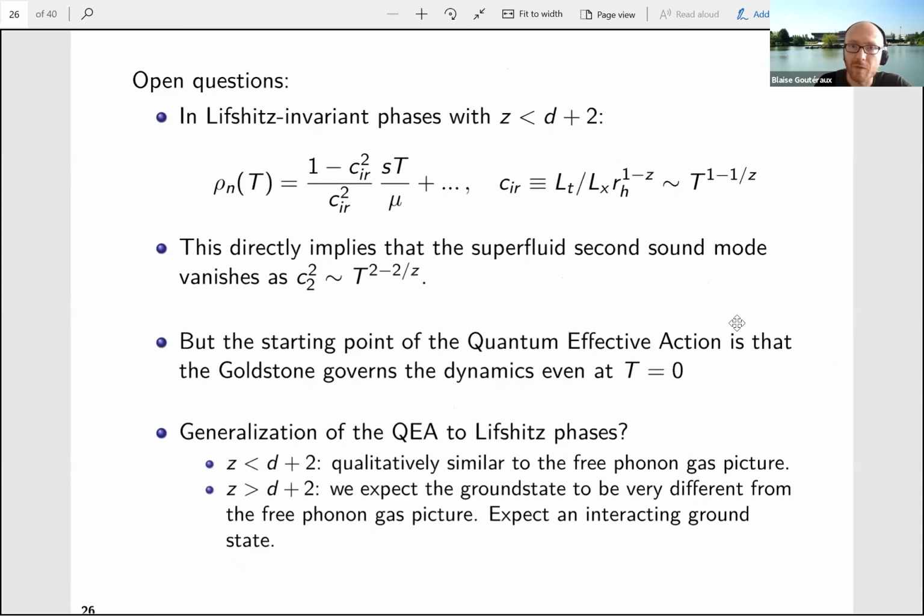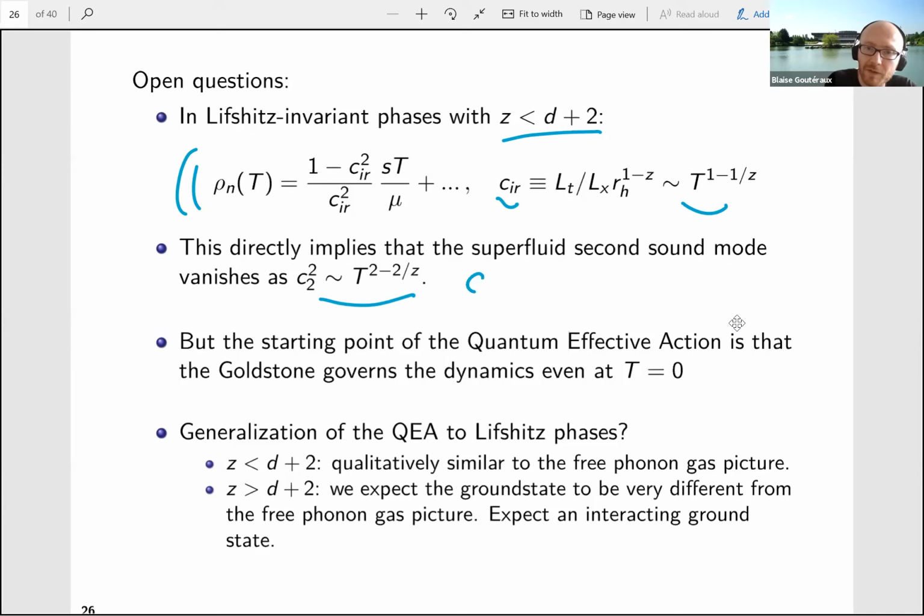Let me give you some open questions. Just to remind you, this is the result that we found for Lifshitz-invariant phases with z less than d plus 2. And as I mentioned in the previous slide, this C_IR has some temperature dependence. Now if you plug in this formula into the formula for superfluid second sound, you would find that it vanishes as T to the 2 minus 2 over z. So second sound vanishes at 0 temperature.